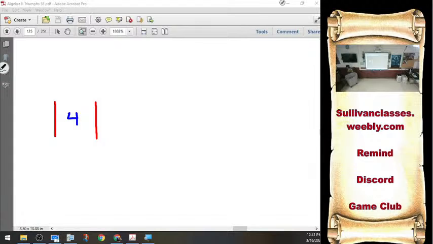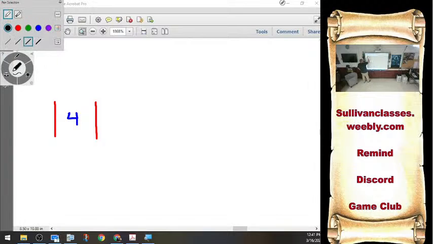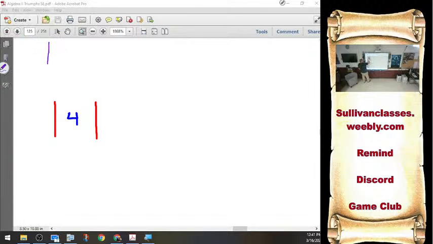Absolute value means distance from 0. If you need to, write that up in the top right corner of this page, just because you don't remember: absolute value is distance from 0.